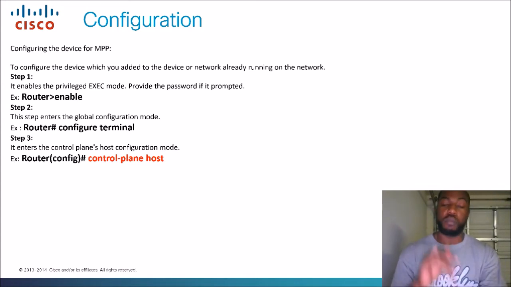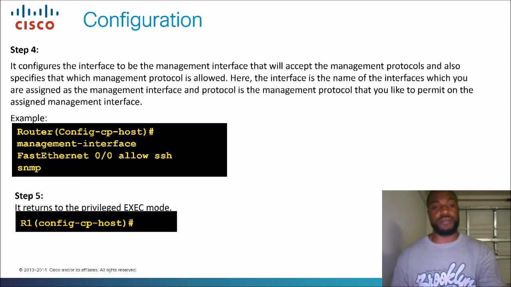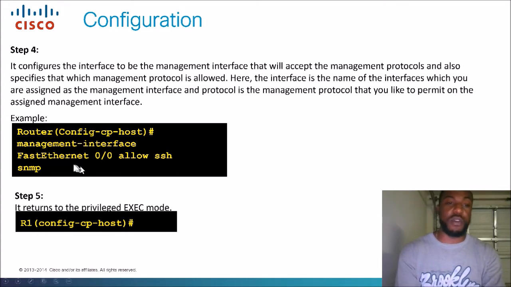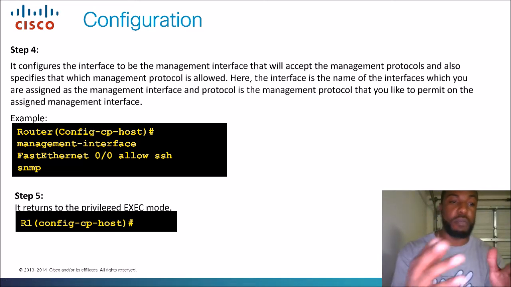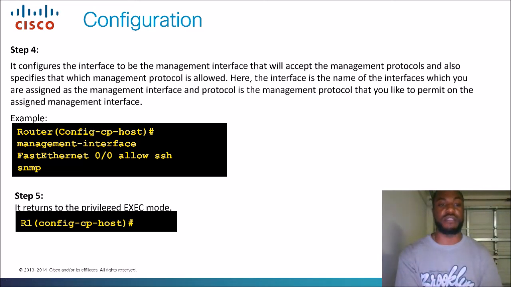You do control plane and then host. And then after that, you do management interface. And then you choose the interface that you are going to allow specific types of management traffic. So in this case, on FA0/0, we're allowing SSH and SNMP, right? I don't know why it was like that. But anyways, that's the type of traffic we're going to permit on the FastEthernet 0/0 interface. Once you do that, you hit enter.